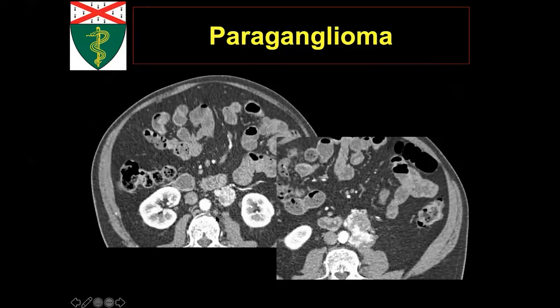And they can be single, they can be multiple. You can see in this instance, in the retroperitoneum, another hypervascular mass. There are areas of heterogeneity, but by and large, quite hypervascular. Hypervascular, another mass seen more posteriorly over here.